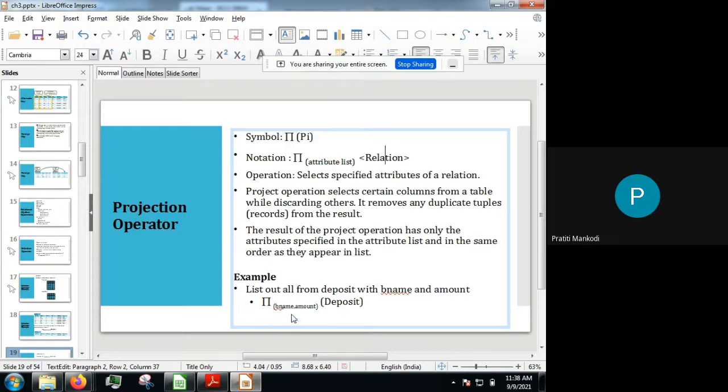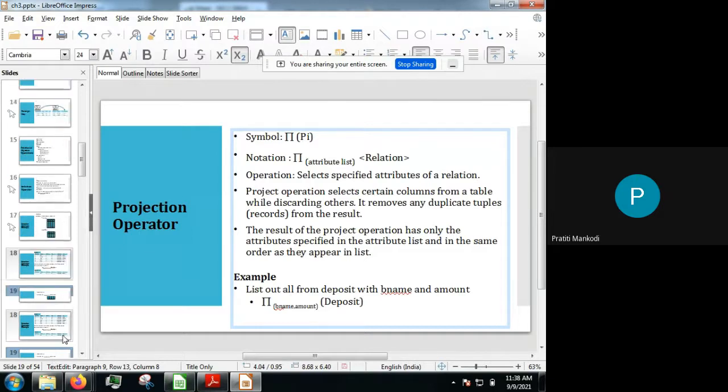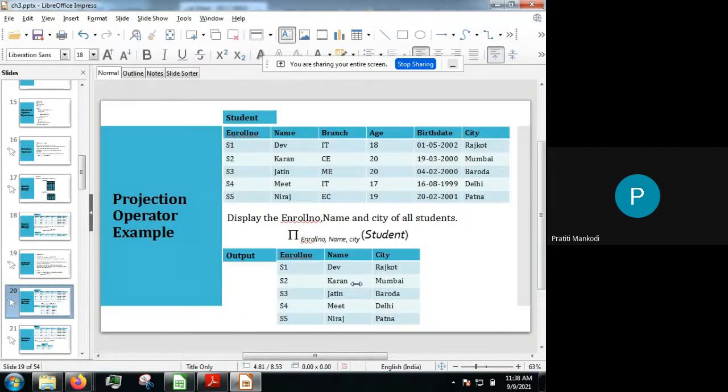So branch name, comma, amount from the deposit. This is the simple example. Projection symbol pi. Okay, so this is your student table. Some attributes are there. Display the enrollment number, name and city of all students. Right? So we will be writing pi enrollment number, name, comma, city from the student.